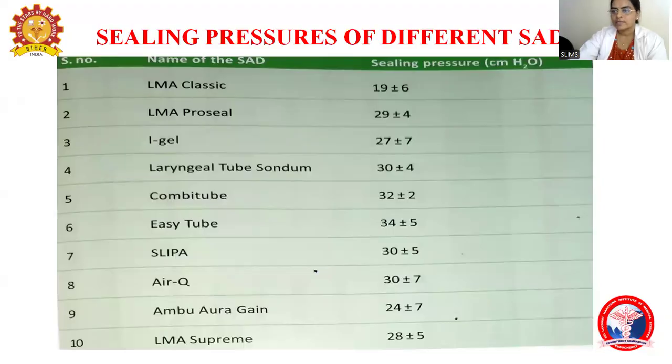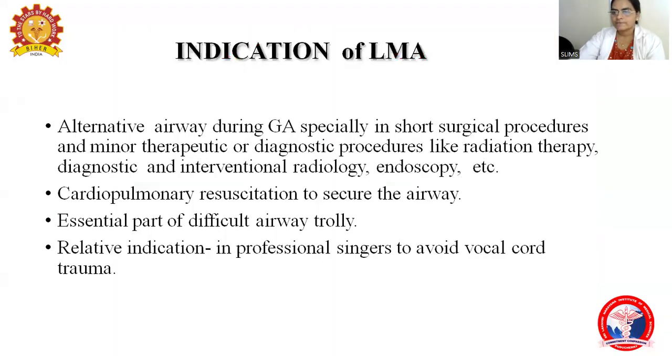This is the name of the supraglottic airway device and the sealing pressure required. For classic LMA, it is 20. For LMA ProSeal, it is 30. iGel, it is almost 30. For laryngeal tube, it is 13. Combitube, it is 35. Easytube, it is almost 14. SLIPA, it is 35. AQ, it is 13. Ambu, it is 25. LMA Supreme, it is 30.